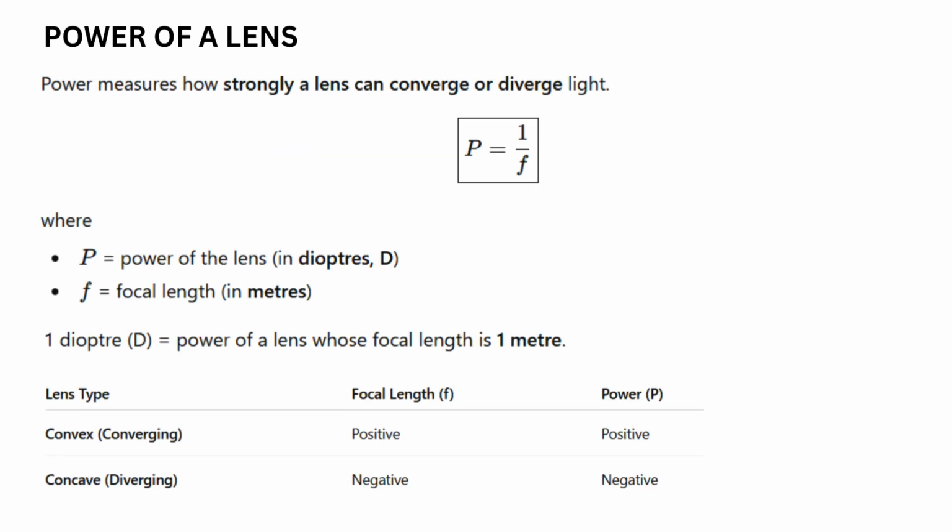Power of a lens. The ability of a lens to converge or diverge light is the power. The formula is P equals 1 by F, where P is power and F is focal length. The unit of power is diopter. The focal length and power are positive for a convex lens, and negative for a concave lens, as per the new Cartesian sign convention.